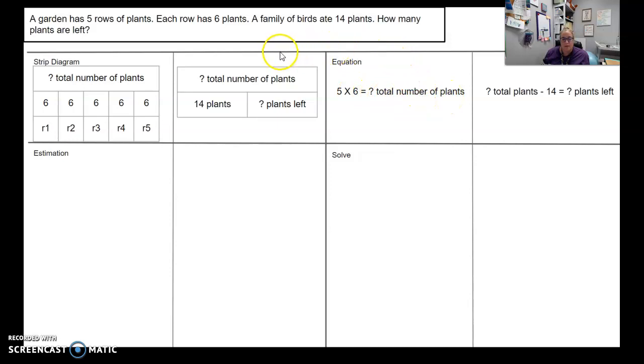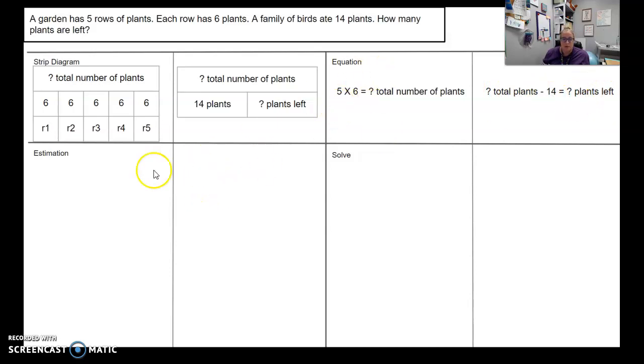Then I can use my second strip diagram to help me figure out my second equation. So I'm going to figure out my total number of plants from step 1. And I know that a family of birds ate 14 plants, and I'm trying to figure out how many plants are left. So my second equation would be total number of plants minus 14 equals the plants that are left.